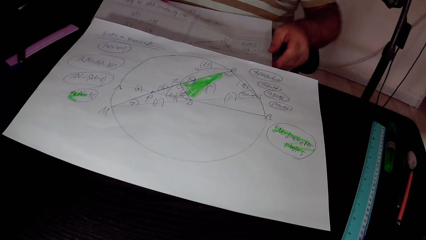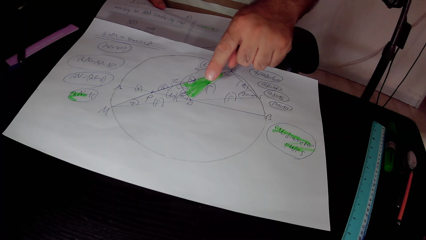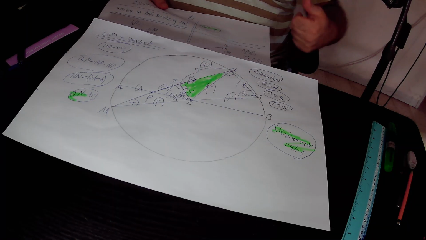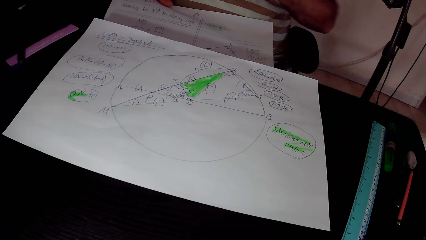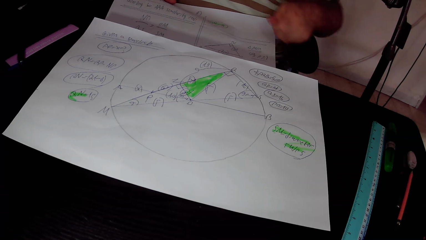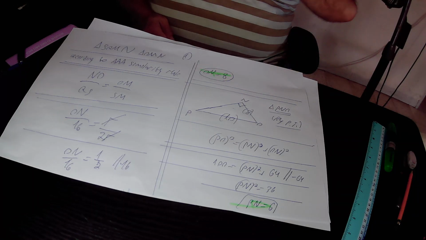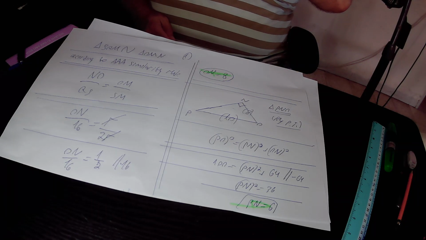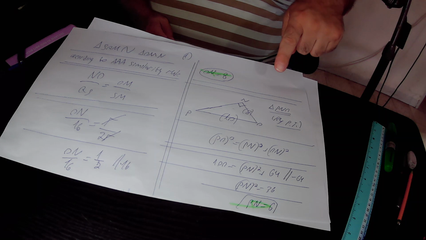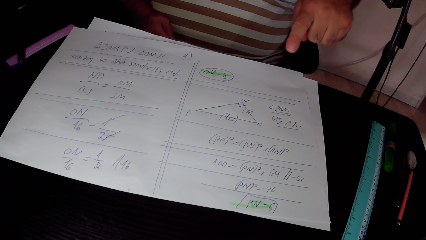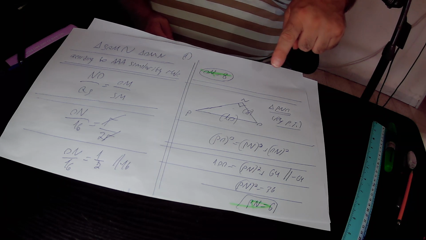In the next step, we implement the Pythagoras theorem on this small right triangle, triangle ONP. According to the Pythagoras theorem, in any right triangle, the square of the hypotenuse equals the sum of the squares of the perpendicular sides. So here this is the small right triangle ONP that I copied from the original drawing. In this small right triangle ONP, OP squared, that is the square of the hypotenuse, equals NP squared plus NO squared.